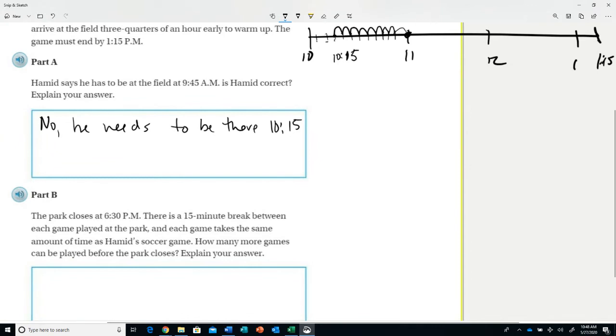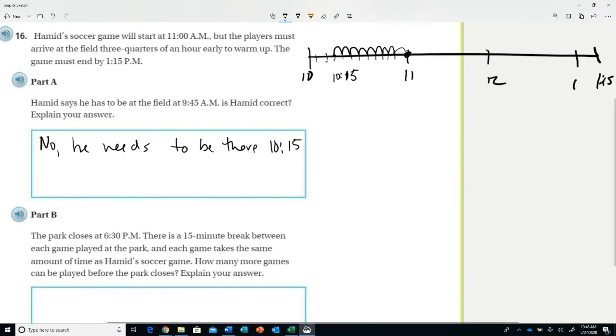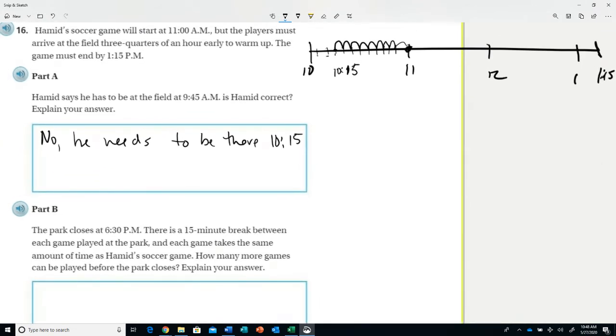Now, the harder question in here is part B, because part B uses the other bit of information. It says the park closes at 6:30. There is a 15-minute break between each game played at the park, and each game takes the same amount of time as Hamad's soccer game. How many more games can be played before the park closes? Explain your answer.